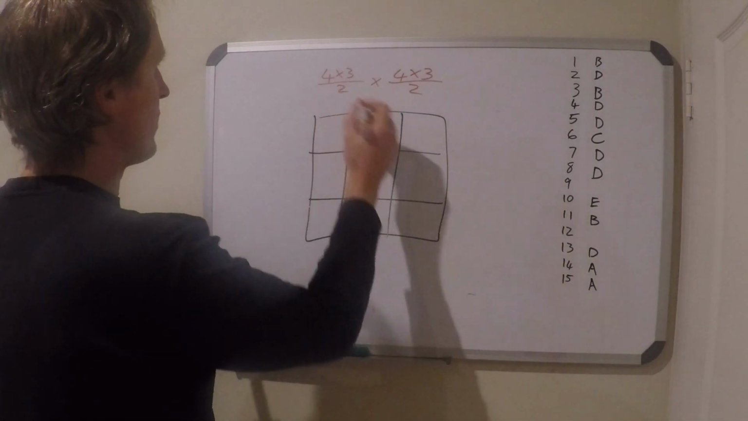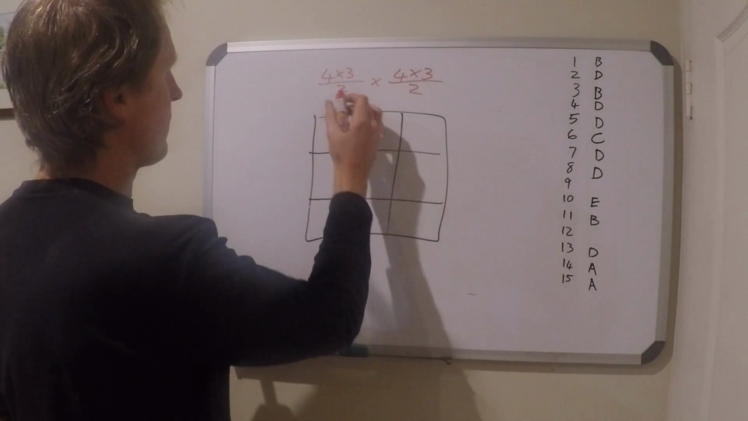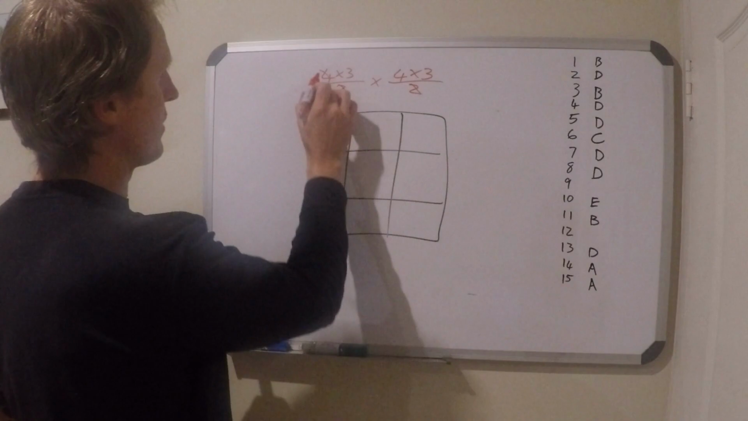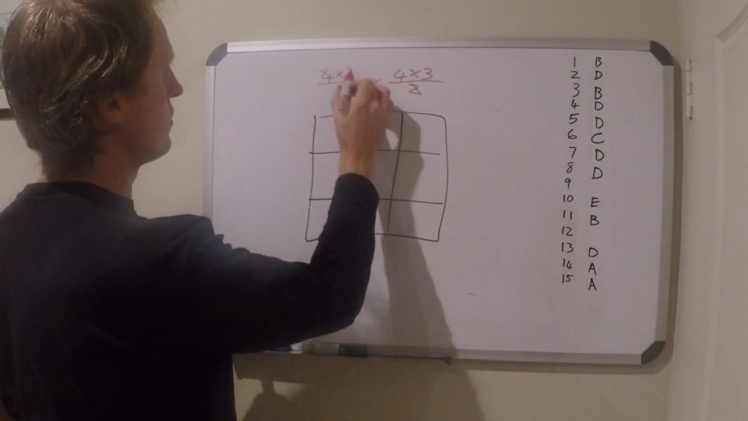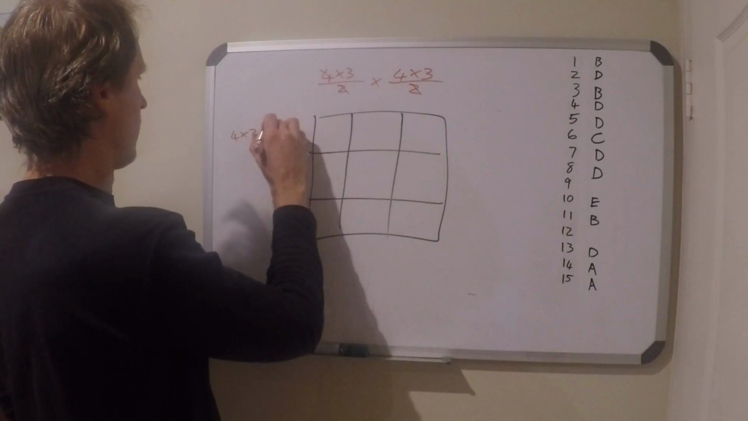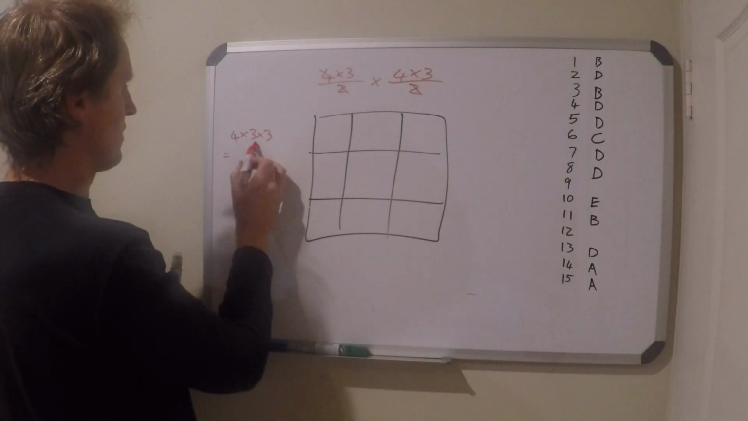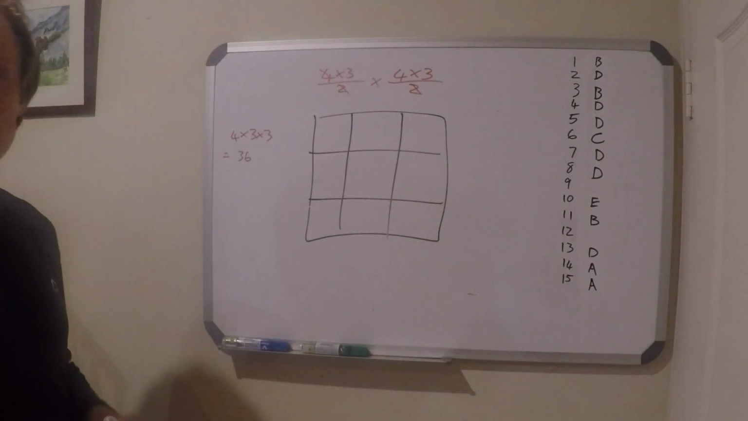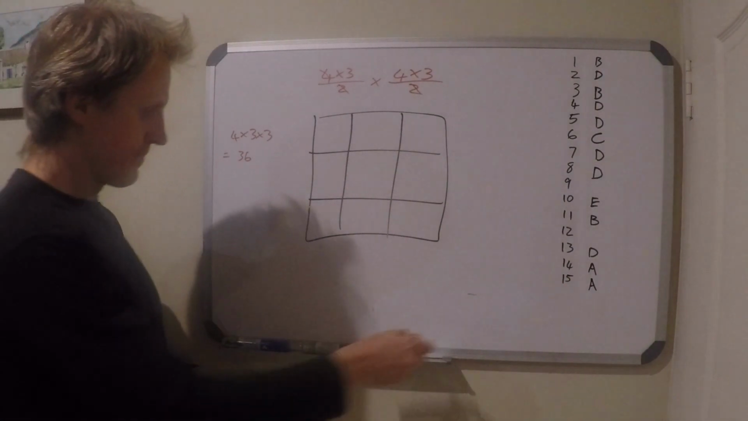And finally, if we do that, what have we got? Let's just cancel those out. So we're cancelling out a 4 and 2 2's. 4 times 3 times 3 equals 9 times 4 is 36, which is obviously the same answer.